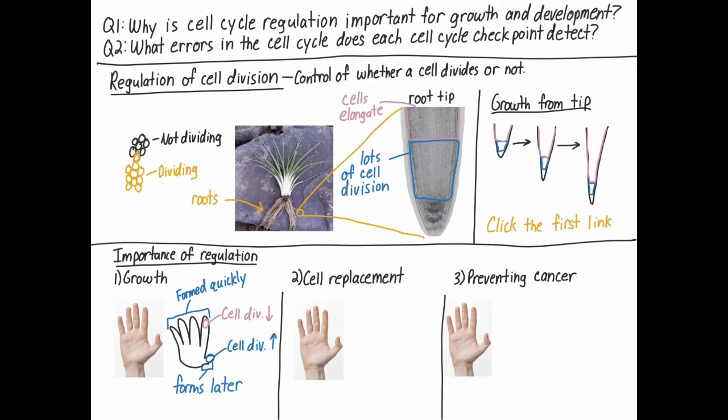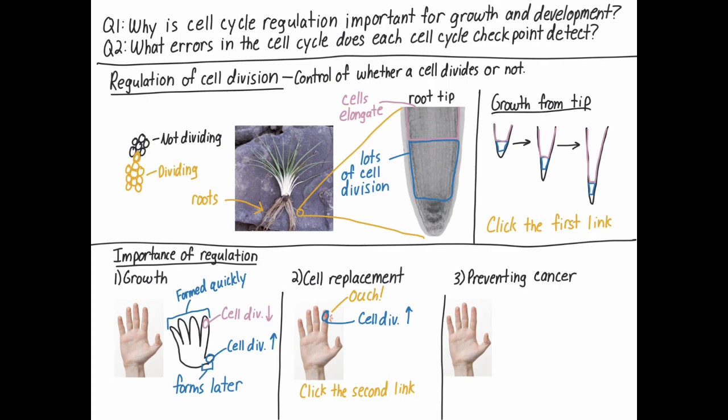Regulation of cell division is also important for cell replacement. This is important for healing. Perhaps you've had a cut on that hand of yours. When tissue is damaged, cells surrounding the damaged site are induced to divide to help heal the wound.